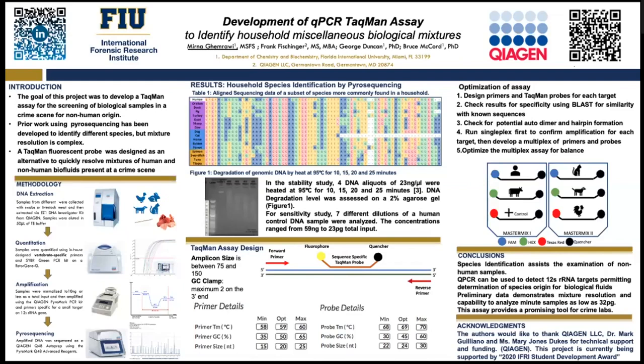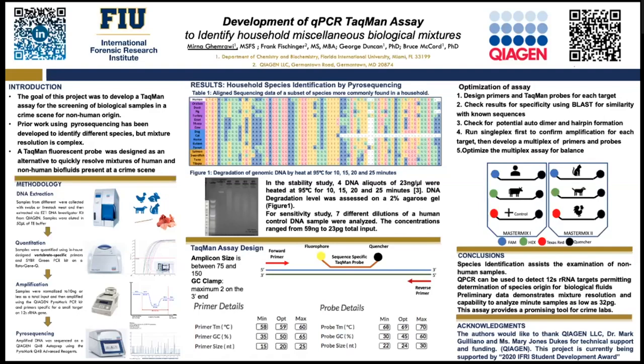And we don't want to have any autodimer or any hairpin formation. The hairpin is basically when the two ends of a primer bind together and form the shape of a loop. So we try to avoid that too. So that goes into the designing.